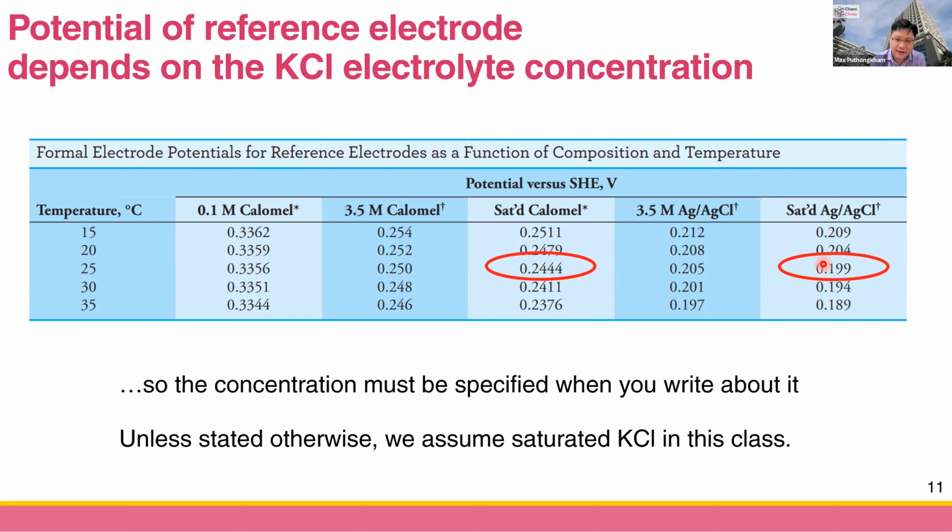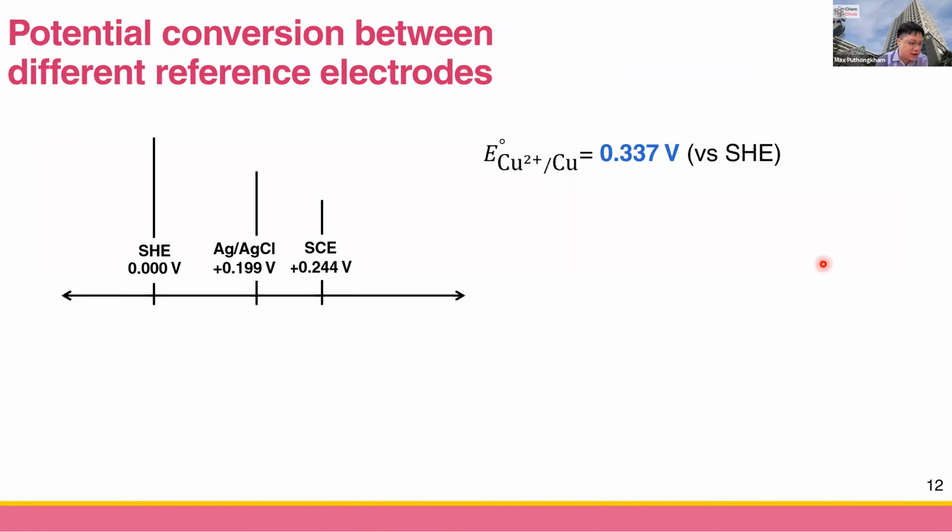So now you basically know three kinds of reference electrode. The standard hydrogen electrode, that's for the sake of definition. The mercury chloride, the calomel, right? And then the silver chloride. So what you must be able to do is convert between these three reference electrodes. What do I mean by that?